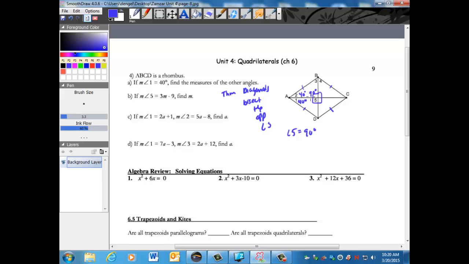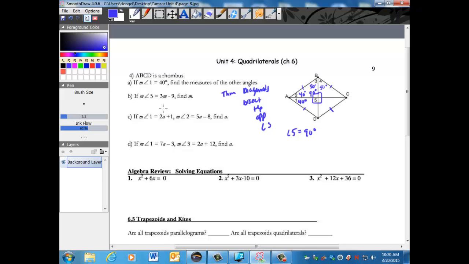And that also means that if we have 40 and 90, or 130, that means angle 3 has to be 50 degrees. And we're back to this same theorem that in a rhombus, their diagonals will bisect the opposite angle. So since angle 3 is 50, angle 4 has to be 50 degrees as well.